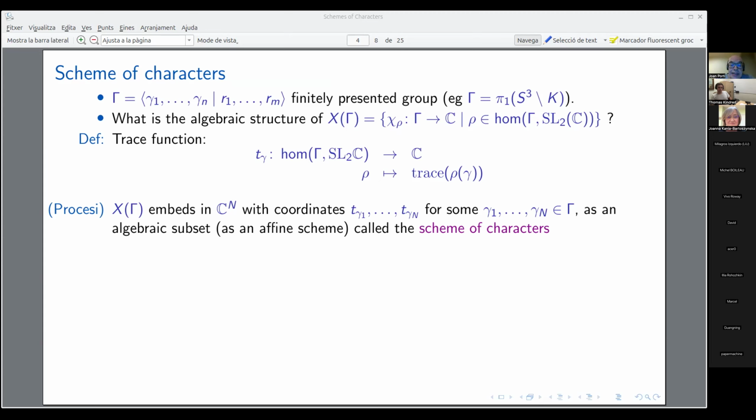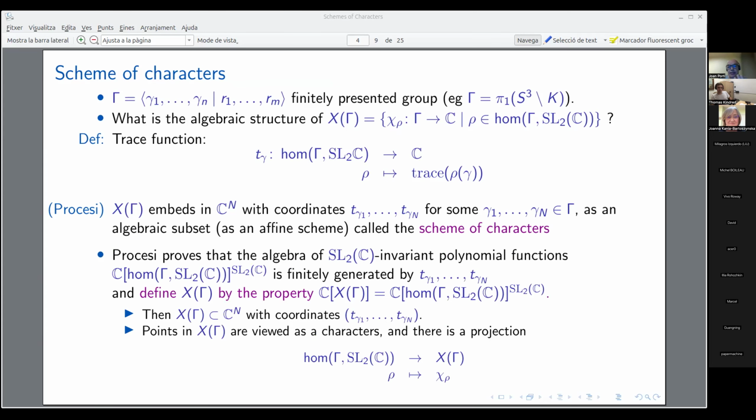Well, this is a subset of C^N. What Procesi proves is that it is an algebraic subset with these coordinates, for some elements. And that's not an algebraic variety, it's again an affine scheme. So it's defined by polynomial equations that can be non-reduced, can have multiple points, and so on. And this is called the scheme of characters. So give me a couple of minutes of algebra to explain a little bit how Procesi proves that, because at the end it's not so complicated. It's a little bit algebraic, but it's just to understand the structure.